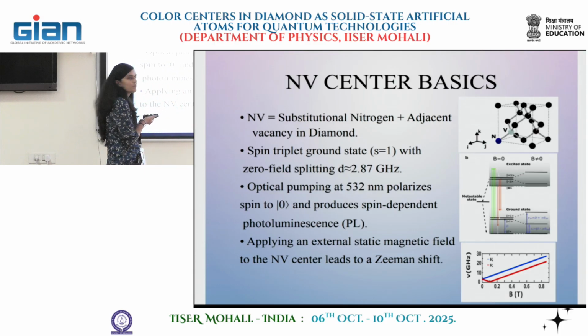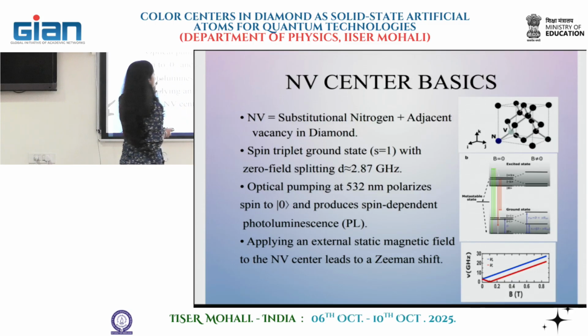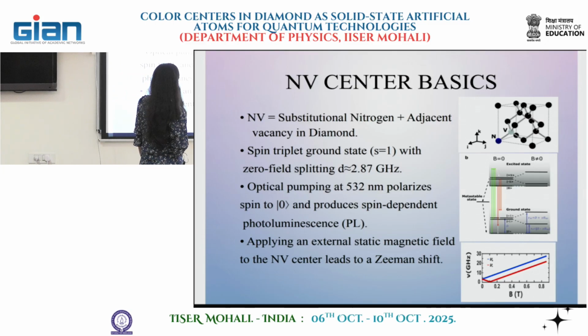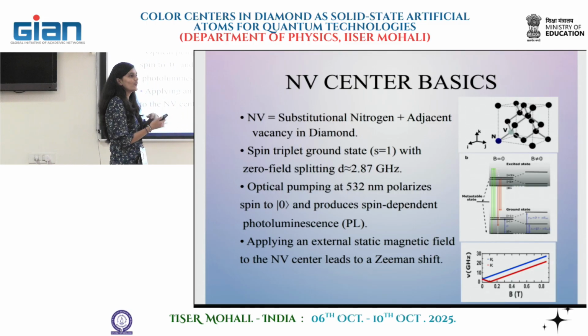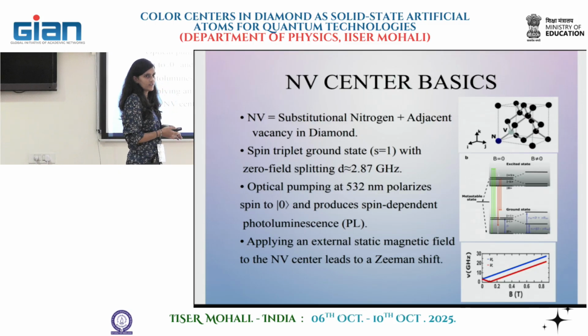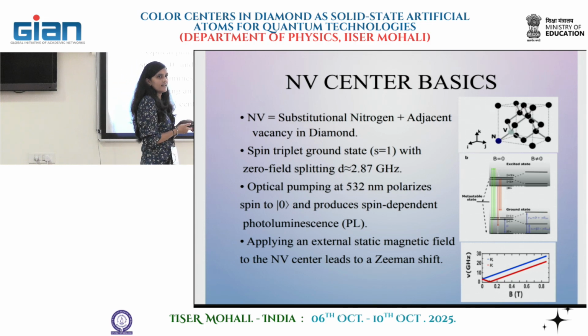The ground state is triplet, and the metastable state is in singlet form. When the magnetic field is 0, the separation between them is the zero field splitting, which equals 2.87 gigahertz. When we apply a 532 nanometer laser, before applying the laser, the atoms are in thermal equilibrium and in the ground state. When we apply the laser, these atoms start exciting to the excited state. This photoluminescence process will emit red light.